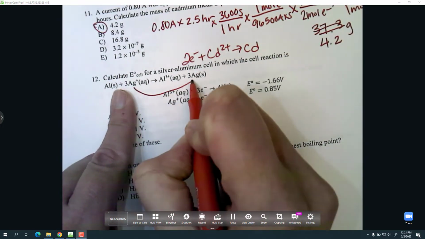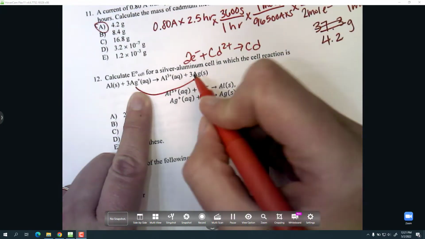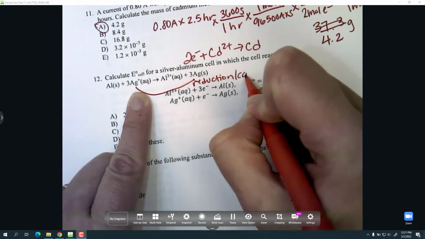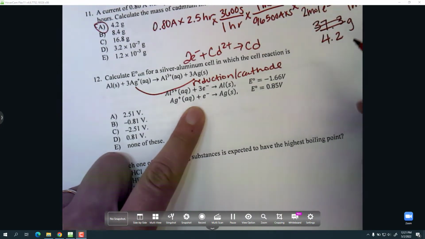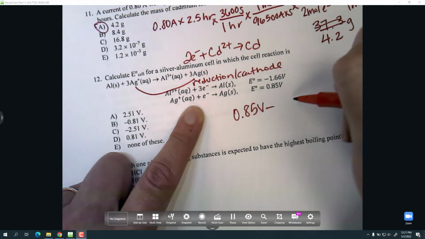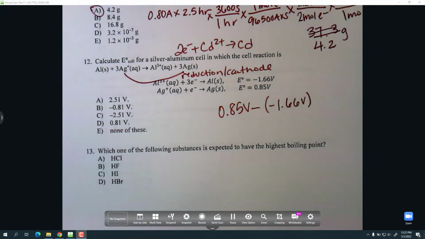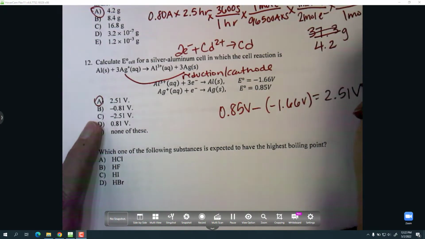And in this reaction, it looks like silver is being reduced, which is the cathode, which means the aluminum is my anode, which means what I said was correct. That's my cathode minus this. But again, I'm doing it because that's what the reaction says to do, not just because that's the bigger minus the smaller. So when I do that, I think I should get 2.51 volts.